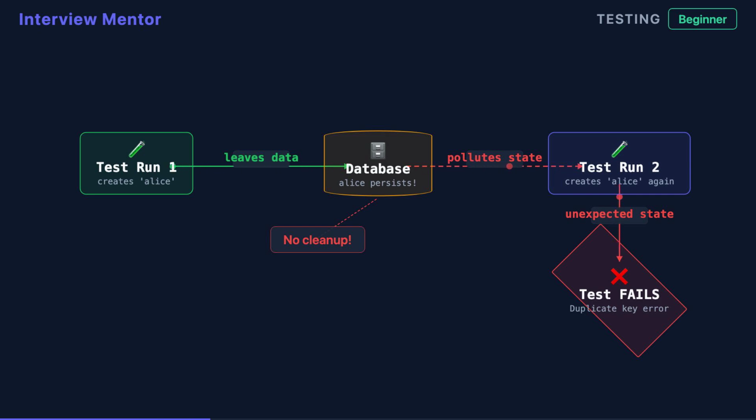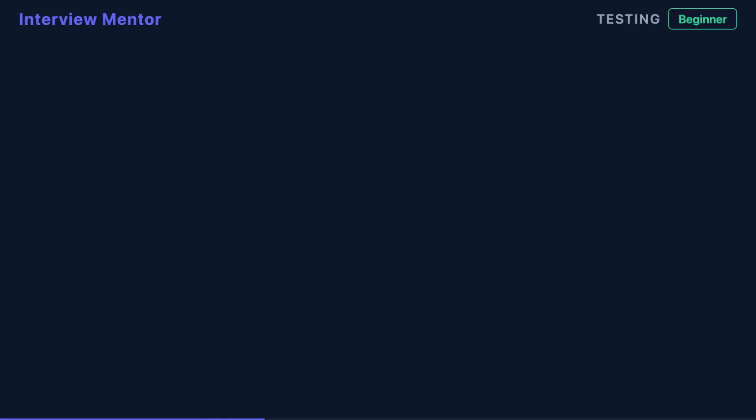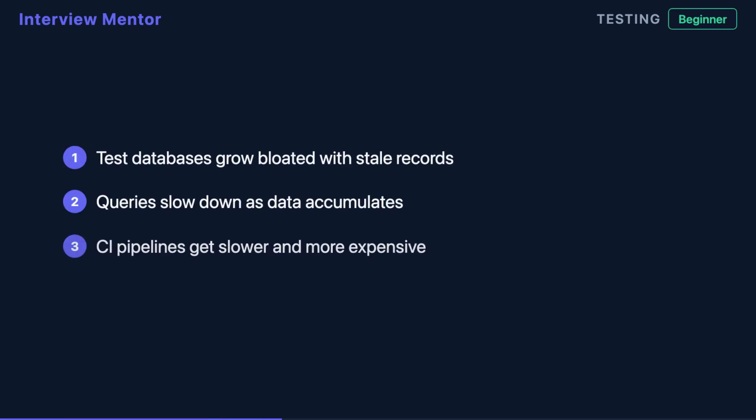This is test pollution. One test's leftovers corrupting another. The root fix is that every integration test must start from a known, consistent state, with no inherited baggage from previous runs. Leftover data also hurts performance. Test databases fill up with stale records over time, queries slow down, and CI runs become more expensive. Lean environments keep your test suite fast and infrastructure costs predictable.